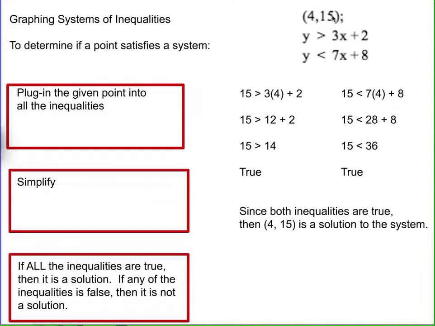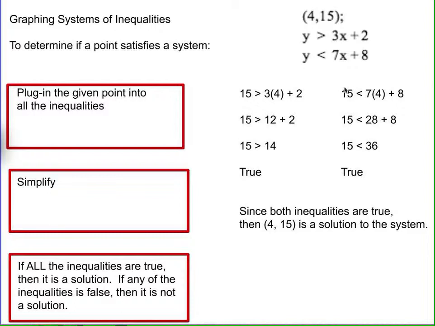For example, we have the point (4, 15), and we have to determine if it is a solution to this system of inequalities. So x is 4 and y is 15. We plug that point into both inequalities of the system. As you can see, we plug in the 4 for x and the 15 for y. When we simplify, we come down to 15 is greater than 4. That is true.